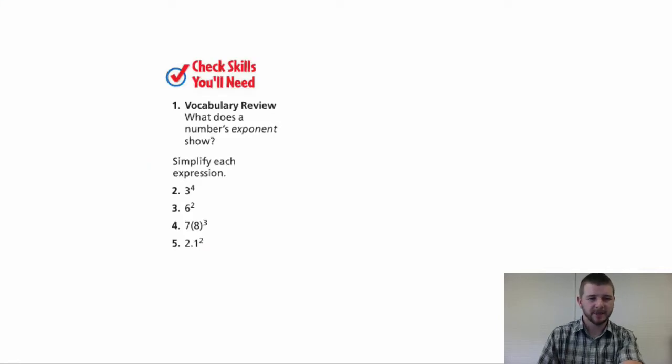And a check of the skills you'll need. Number 1, vocabulary review. What does a number's exponent show? And numbers 2 through 5, simplify each expression.